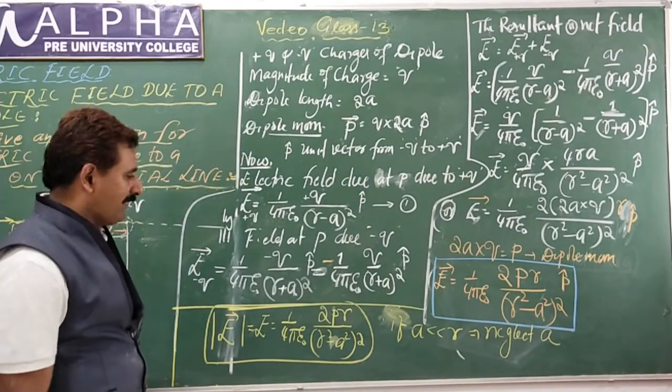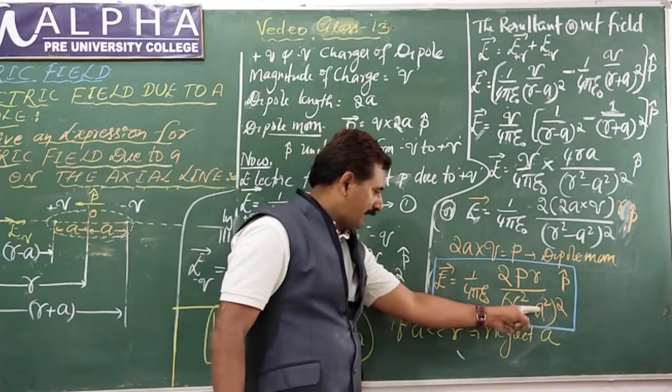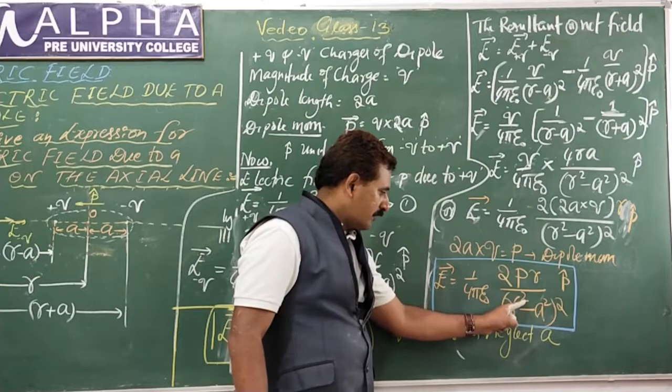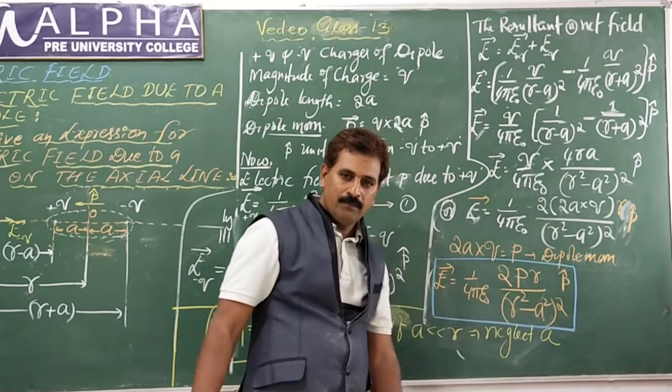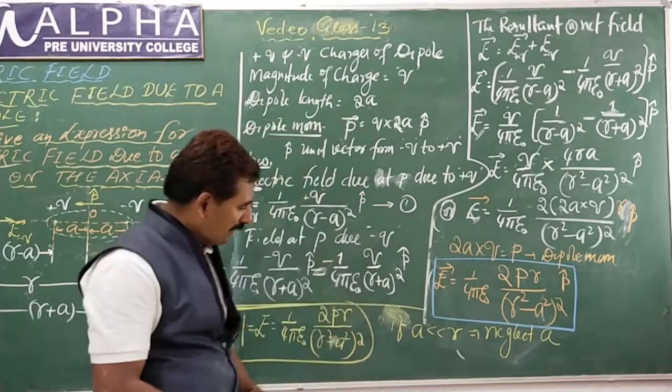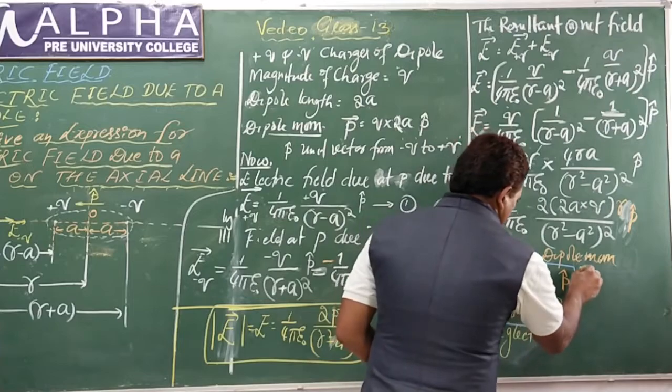If you neglect A, what are you left with? If you neglect A, students, neglect this. You are left with r square whole square. What is r square whole square? Yes, r to the power 4. If you neglect A, then we get, I will write here.